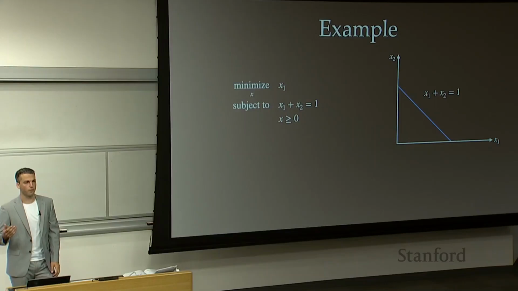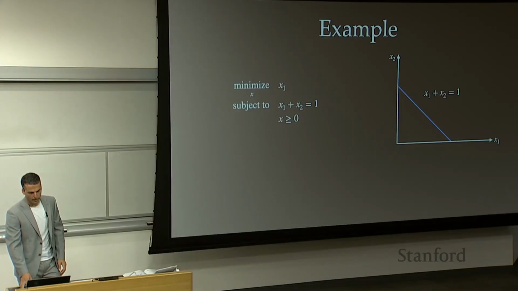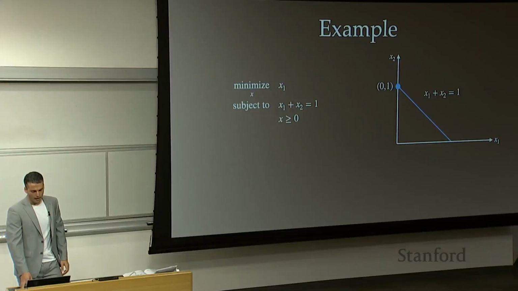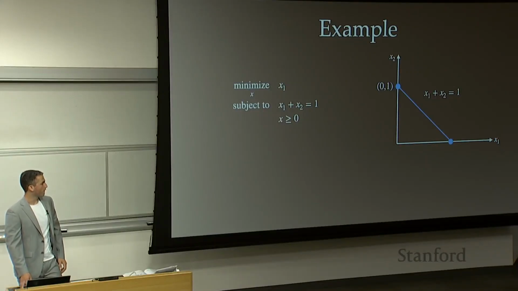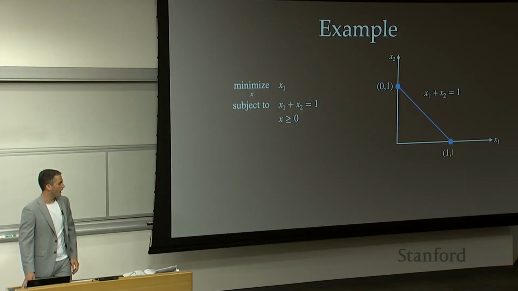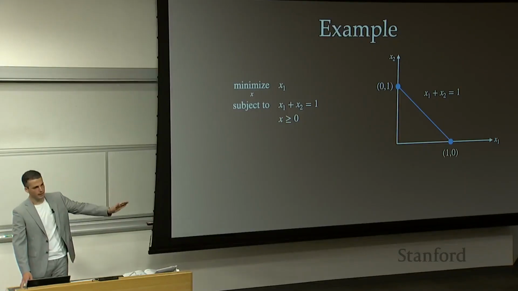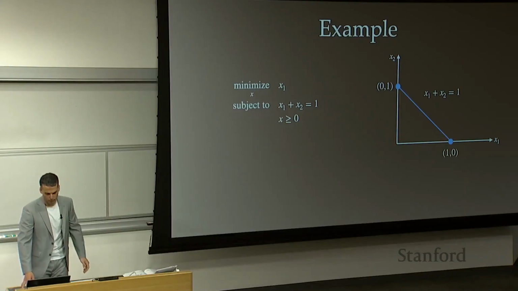If we look at the vertices here and where they occur, we have one vertex at the point 0, 1. Notice that the first component of x here is 0. The other vertex lies at the point 1, 0. Notice that the second component of x is 0 at this point.